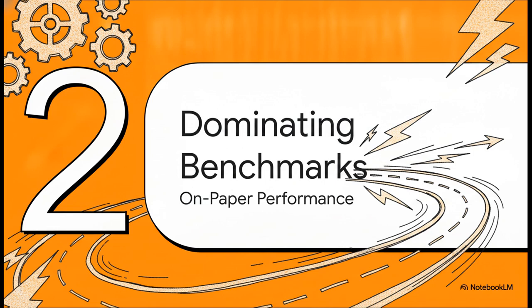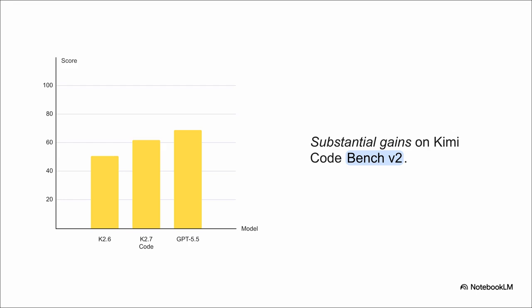Moving on to Section 2. Dominating benchmarks, on-paper performance. Let's see how this heavily upgraded engine actually handles the rigorous testing tracks. Okay, starting with pure coding capability on Kimi Code Bench version 2, K2.7 Code hits a 62.0. That's a very substantial 21.8% gain over K2.6, which was sitting at 50.9.